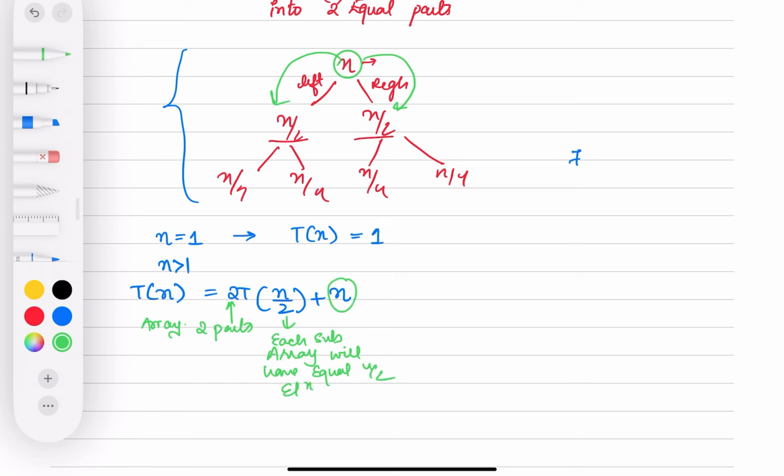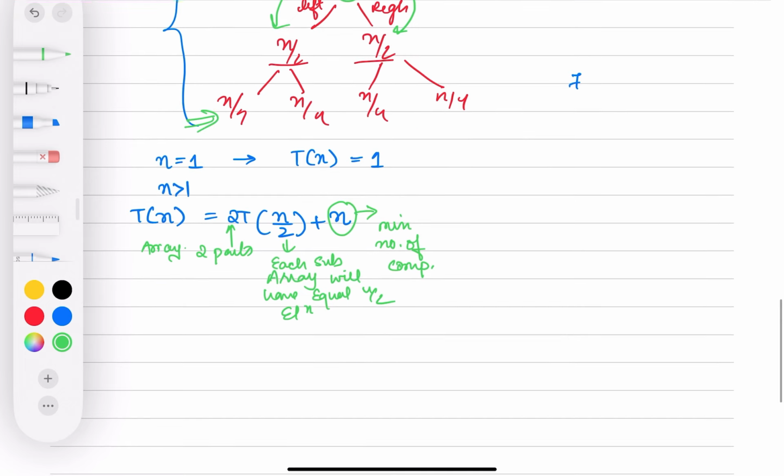And why this n? Can anyone tell me? This n is because this is the minimum number of comparisons you need to make. At least you need to make n comparisons. Are you getting it? Now let's come to here. I'll just write it again: T of n is equal to 2T(n/2) plus n.